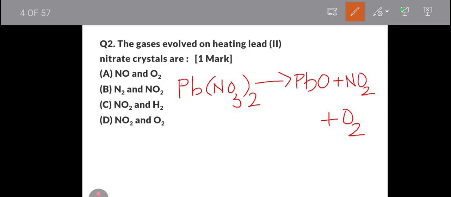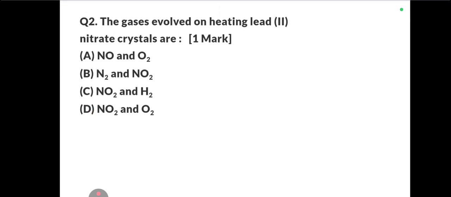As you can see, lead nitrate, which is white in color, when it is heated, will produce lead oxide, which is yellow in color. Along with that, NO2 and oxygen gas are liberated. So the correct option for this question is NO2 as well as oxygen gas is liberated. That is option number D. Hope this question is also clear to you.